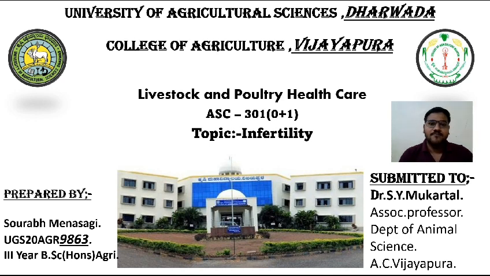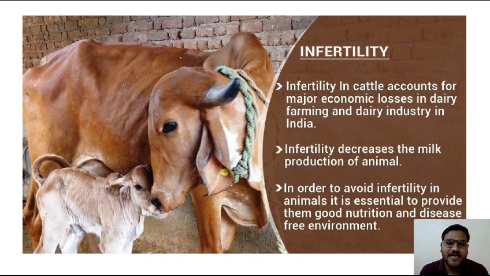Today I am dealing with the topic called infertility. Friends, in this slide, we study the importance of studying infertility. Infertility in cattle accounts for major economic losses in dairy farming and the dairy industry in India, and it accounts for a decrease in the milk production of the animal. In order to avoid infertility in animals, it is essential to provide them with good nutrition and a good environment.